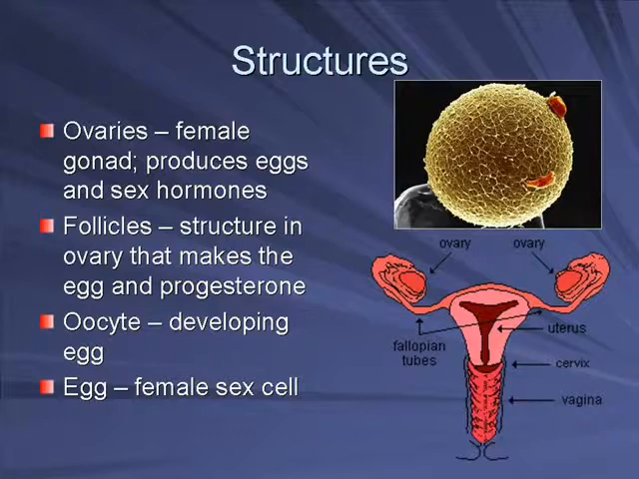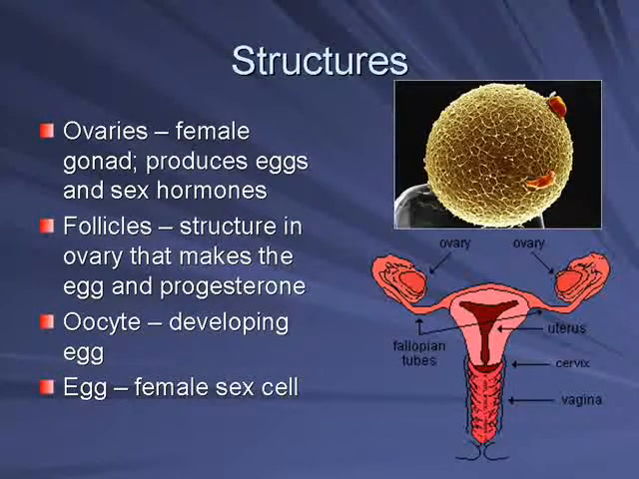A follicle is a structure in an ovary that actually makes the egg. So inside a follicle is where an egg matures and gets ready. And it also produces progesterone, again, one of the key female reproductive system hormones. The oocyte is just another way of saying a developing egg. So not a fully mature egg, but one that's in the process of getting there. And then, of course, the egg is the female sex cell.